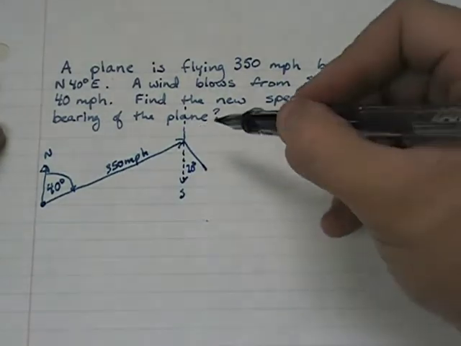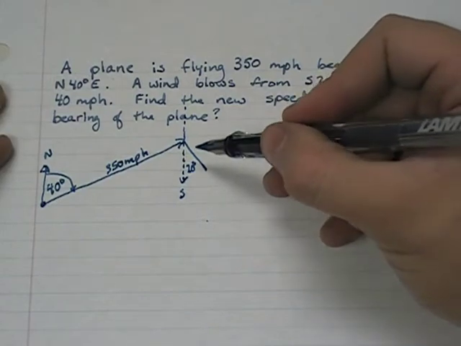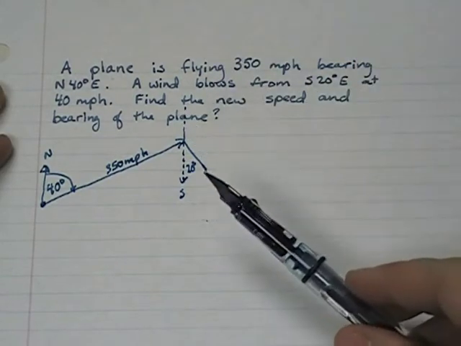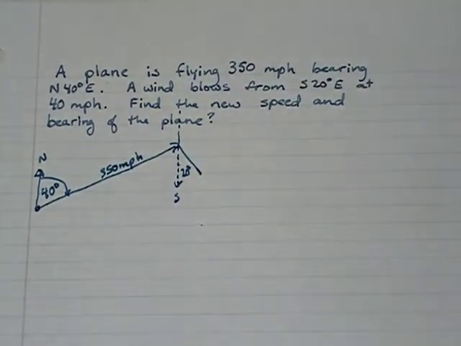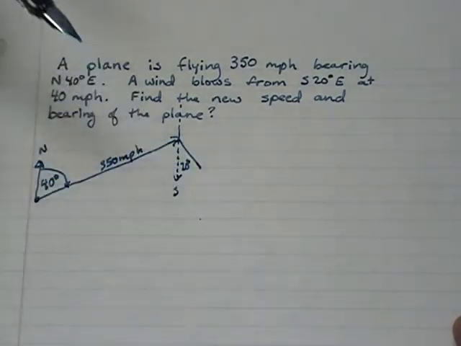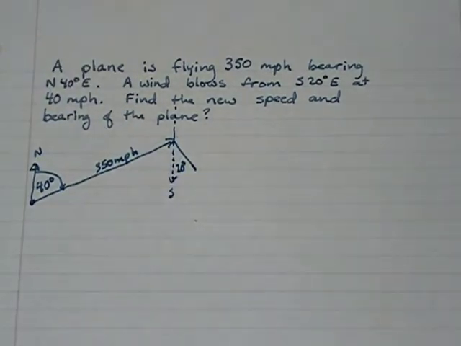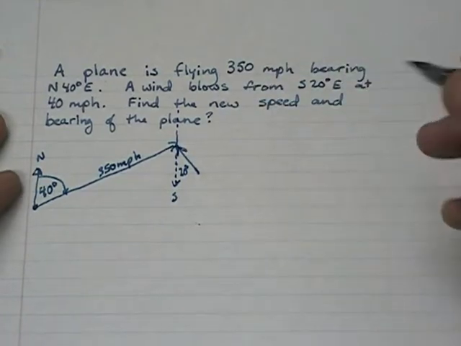So if you have a wind that is from south 20 east, it's going to be blowing this way. If it says it is towards south 20 east, it will be blowing this way. So from south 20 east means it's coming from the southeast. Towards south 20 east means it's going to the southeast. So the head of this vector is going to be here.